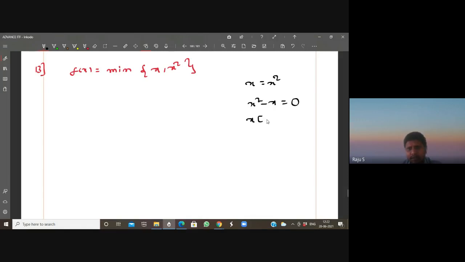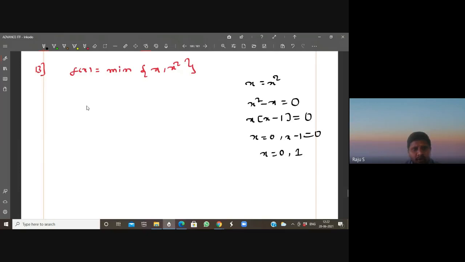Yes. x into x minus 1 is equal to 0. Now x is equal to 0, x minus 1 is equal to 0. So x is equal to 0 and 1. See, we are getting 0 and 1, where the function will be changing its direction. So let's see here how to write that function value.